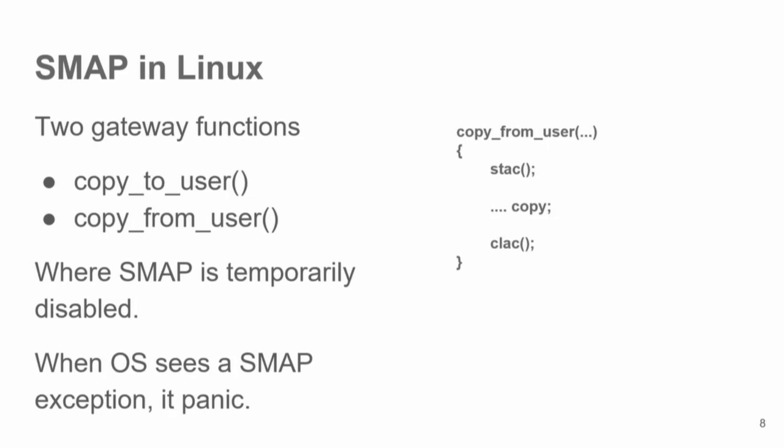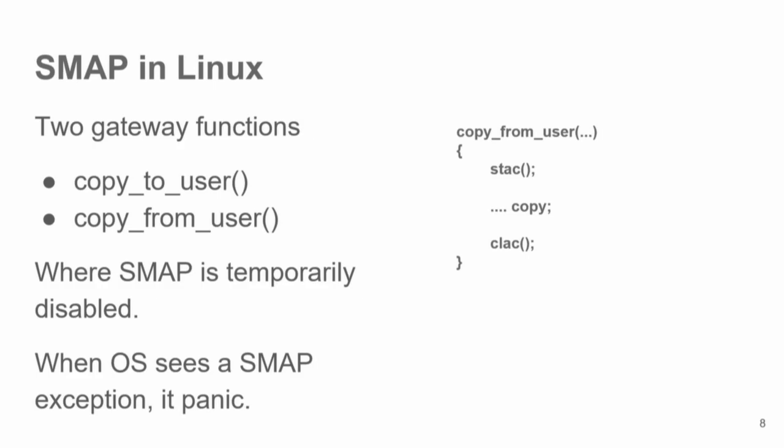This feature has already been adopted in the Linux kernel. Whenever the Linux kernel wants to access user mode memory, it needs to go through two gateway functions: copy_to_user and copy_from_user. Within those two functions, SMAP is temporarily disabled. Other than that, if the kernel tries to access user memory, it will trigger page faults. In this presentation, I call it a SMAP exception, but actually a SMAP exception is one type of page fault.